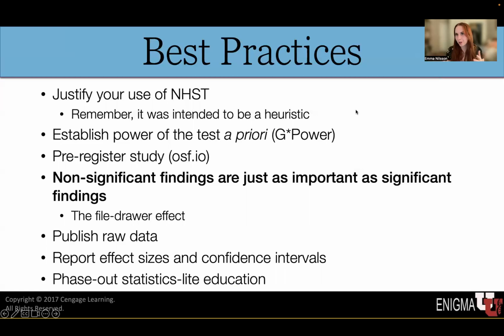So after we've talked about all of these things, let's go through some best practices when we're using hypothesis testing. The first thing we have to do is justify our use of a null hypothesis statistic test. Remember, it's designed to be a heuristic.